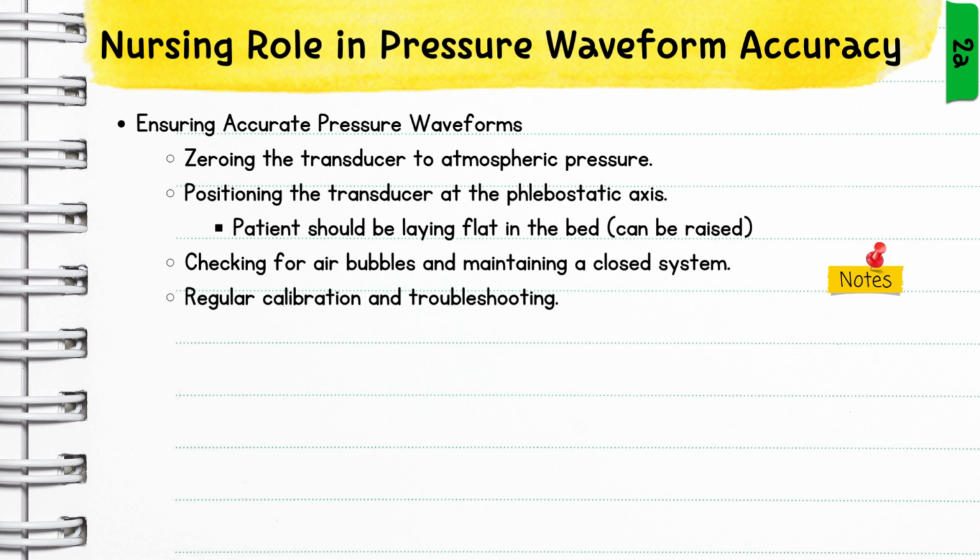It's also super important for you to check for air bubbles, because if there are air bubbles in the system, you're not going to get accurate readings. And you also want to calibrate and troubleshoot if things look a little wonky on the monitor and it doesn't match what the patient looks like, or your physical assessment of the patient. Always make them look the same.